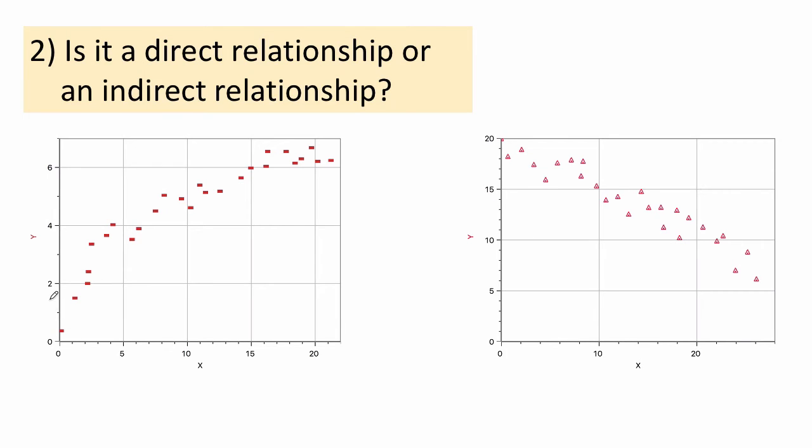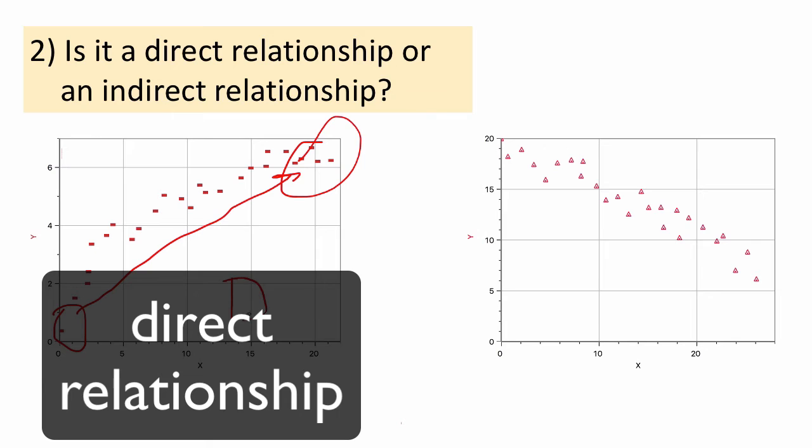Okay. Here, small x, small y, big x, big y. So in this situation, we have an overall trend that way. Increase in x is associated with increase in y. This is called a direct relationship.